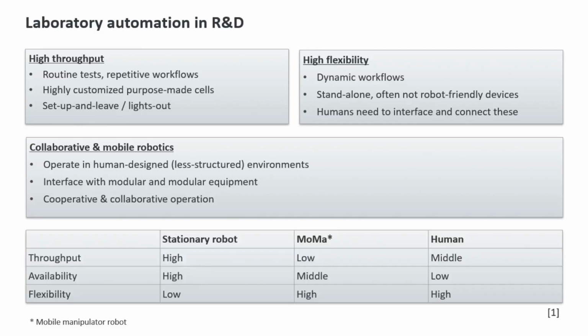For that, I created a table that summarizes the strengths and weaknesses of each approach. Of course, a stationary robot has the highest throughput available. It has high availability, but relatively low flexibility. A mobile manipulator is in the middle ground in terms of availability. It's strange, but we know humans are still, as the current state of the technology, faster than mobile manipulators. But where MOMAs shine is availability. They can implement 24/7 operation, they can work at night and during the weekend.